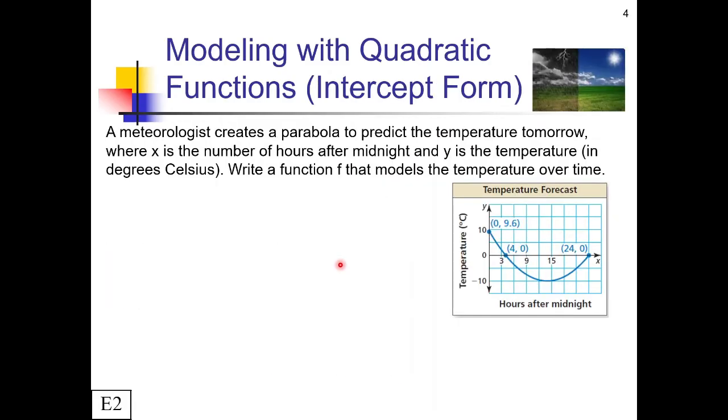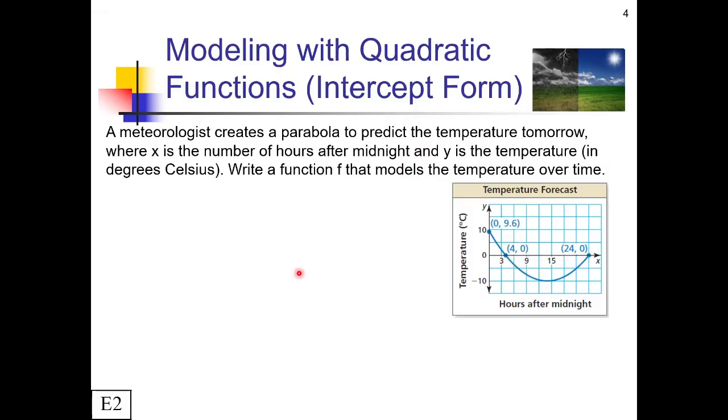For this next one, we have a meteorologist who creates a parabola to predict weather tomorrow. Is it going to be lightning or sun? I don't know. I guess this will tell us. X is the number of hours after midnight, and y is going to be our temperature in degrees Celsius. So I'm basically going to have no idea what the answer is because I think in Fahrenheit, but hey, whatever. So we want to write a model that models this over time.